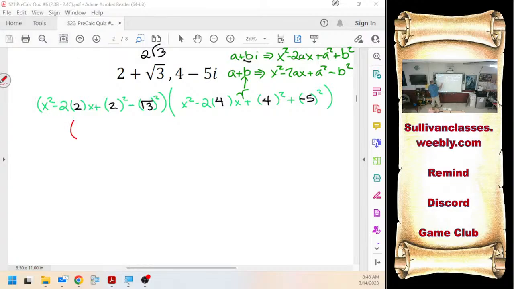Clean it up. That's x squared minus 4x. 4 minus 3 is 1. x squared minus 8x. 16 plus 25 is almost the meaning of life.